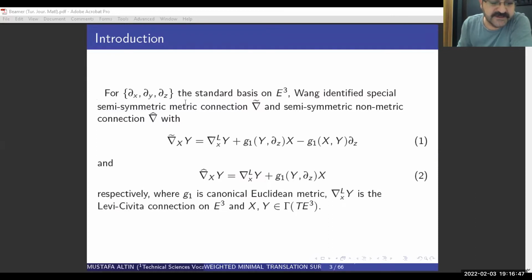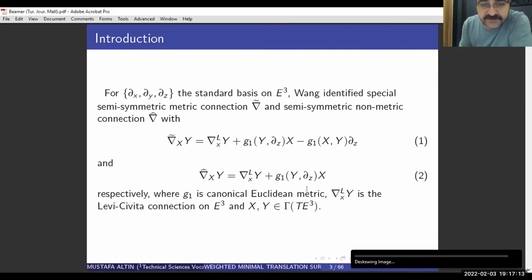For partial X, partial Y, partial Z, the standard basis on Euclidean three-space, Wang identified the semi-symmetric metric connection and the semi-symmetric non-metric connection, where G1 is the Euclidean metric.